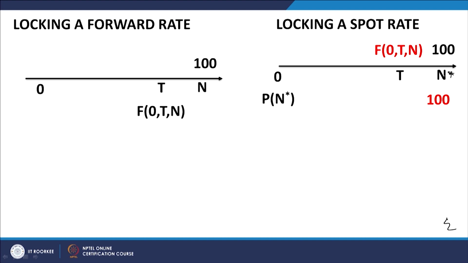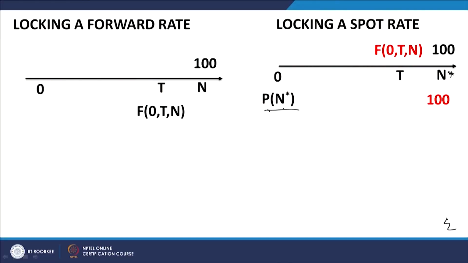Let us say I have a long position in a T-bill, not T-bill futures, at t equal to 0. I purchased a T-bill from the market. I have paid a price p n star. N star is the maturity of the T-bill, not futures, the T-bill, and I have paid a certain price as per the market prevailing discount yields or interest rates. I have paid a certain price p n star, and I have acquired a T-bill from the market.